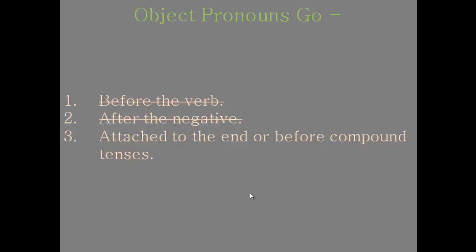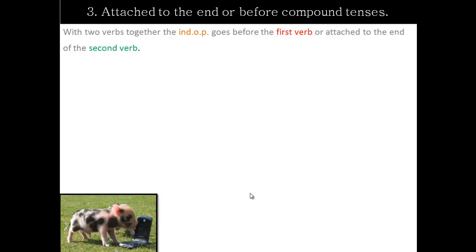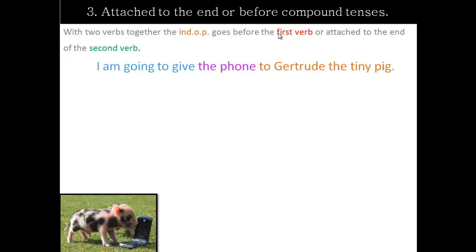And finally 3, attached to the end or before compound tenses. Remember, a compound just means more than one bit to it. So a compound tense is where there are two or more words involved to make the tense. So with two verbs together, the indirect object pronoun goes before the first verb or attached to the end of the second verb.